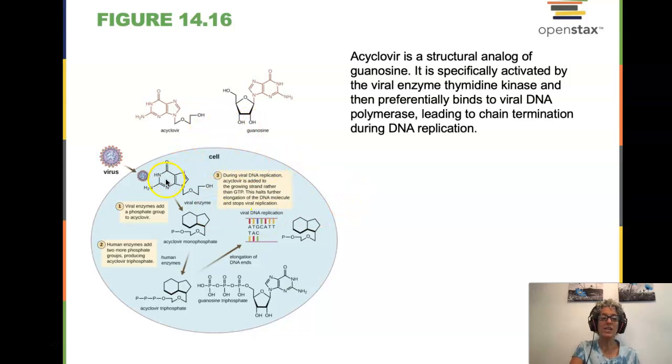And because it is similarly shaped to a nucleotide, it has the guanine base. It gets put into the viral DNA when it's replicating, and when the acyclovir lands instead of a guanine nucleotide, that stops the DNA replication. So acyclovir interferes with the viral DNA replication.